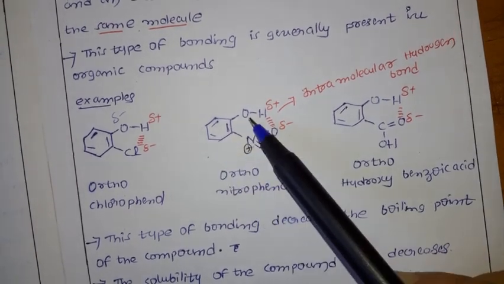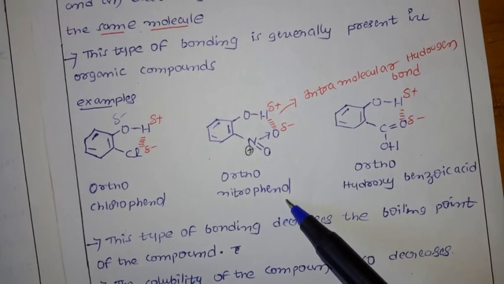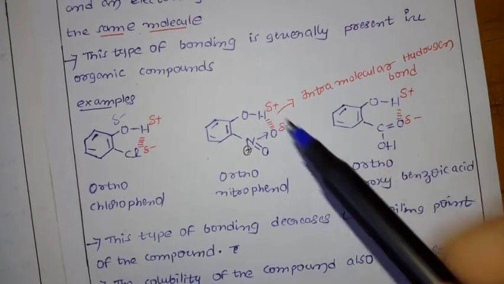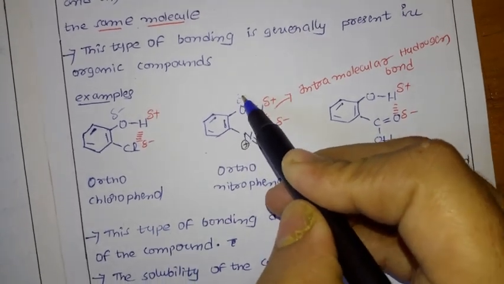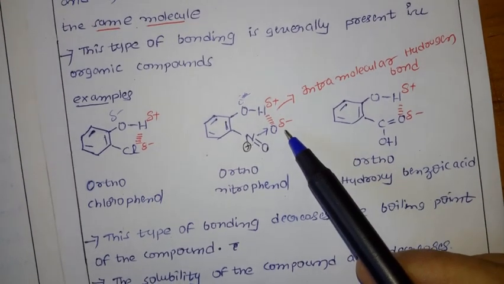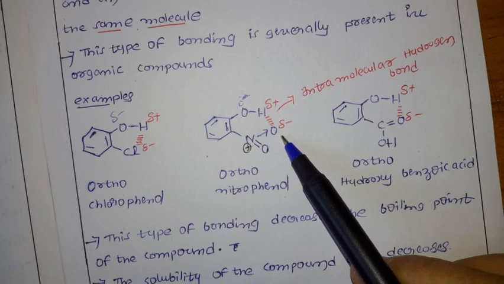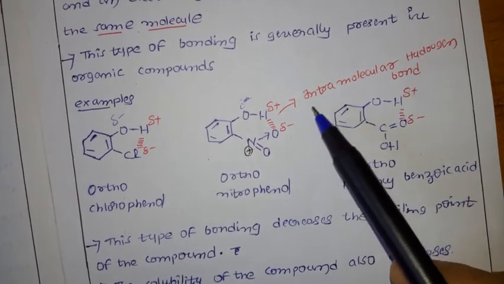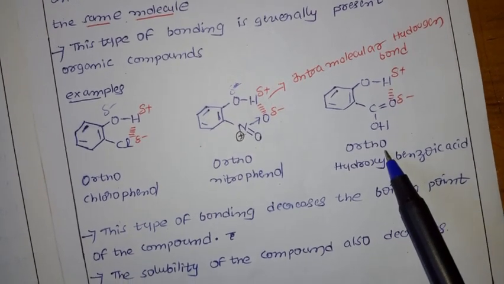This is a benzene ring having the OH and NO2 group, called what? Orthonitrophenol. Okay, now let us see the hydrogen bonding here. Between oxygen and hydrogen we have the polar covalent bond, with partial negative and partial positive. Here, partial negative charge is there. So here hydrogen and oxygen are present in the same molecule. This type of bonding is called what? Intramolecular hydrogen bond.